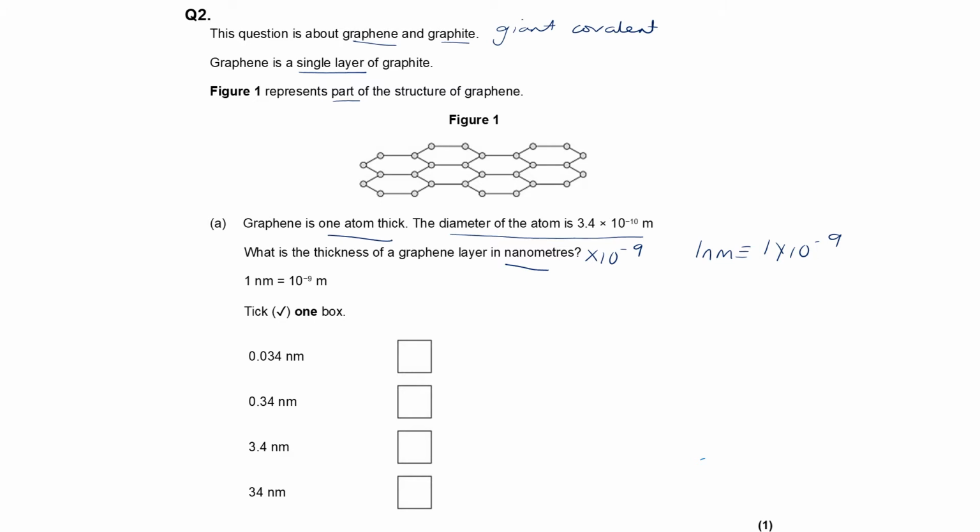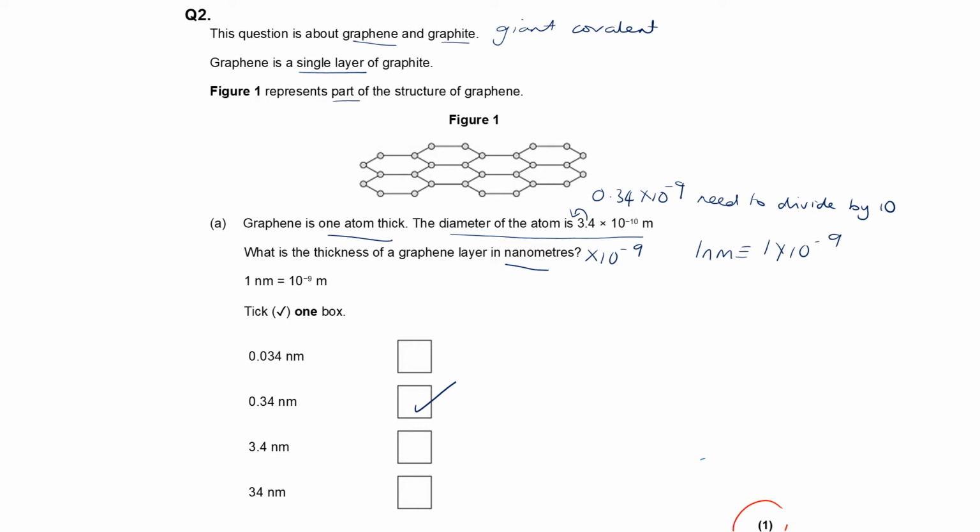So going from minus 10 to minus 9 is a factor of 10. I need to then divide the number they've given me, 3.4, by 10, and then I get the answer of 0.34. Okay, so this is just basic maths and standard form. So if you don't remember that, you're going to have to revise that for maths anyway, so it will help you with your science.